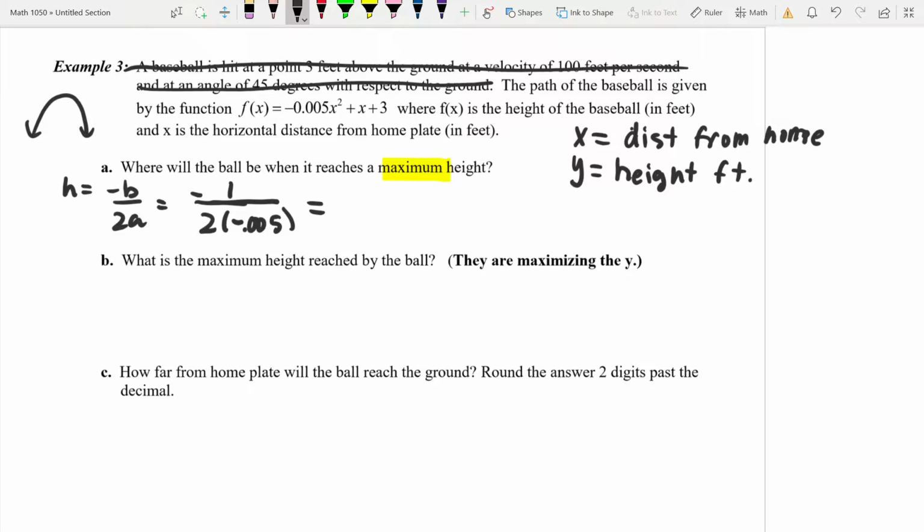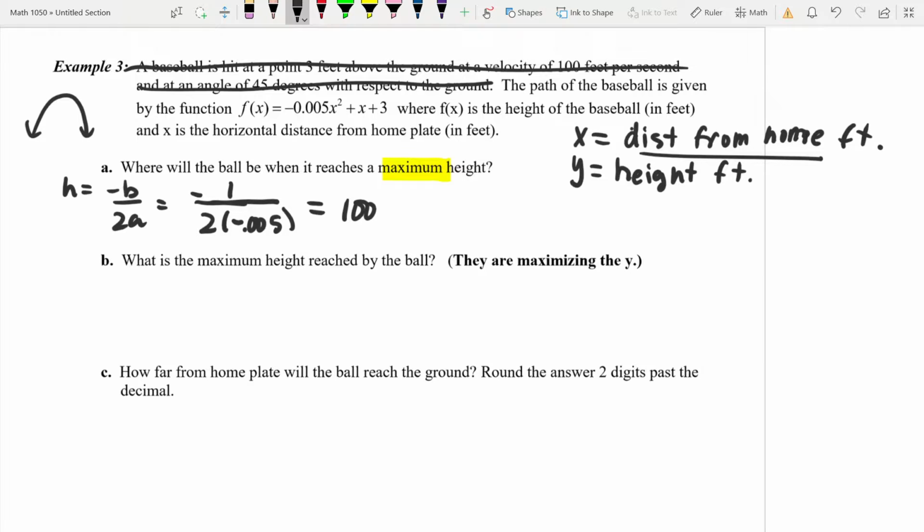Okay? Grab your calculator. Make sure when we put these in our calculator that you physically pick up your calculator and you push the buttons, because if not, you're not going to know how to do it. So make sure you join me, okay? Everybody go 1 divided by parenthesis, 2 times 0.005, close it, enter, and you get 100. What does that 100 stand for? The x coordinate of the vertex. What's that? Distance from home, right? And that was in feet, by the way.